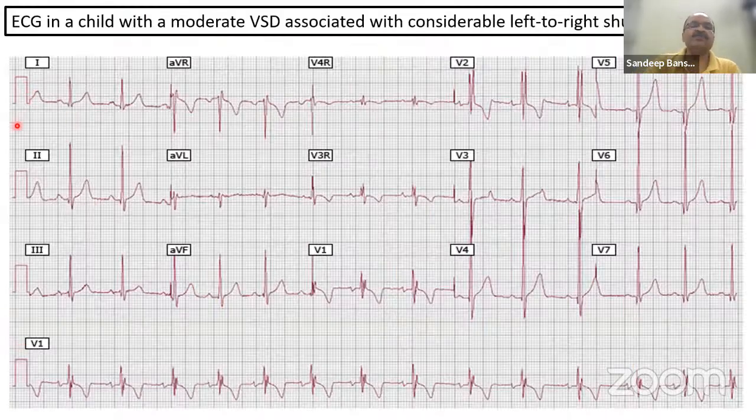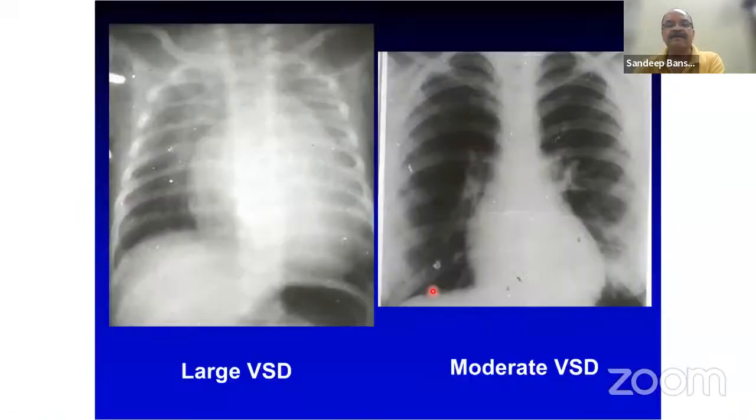So this shows a moderate to large VSD, or a moderate VSD, in which we see these equiphasic complexes in V3 and V4. These are suggestive of biventricular hypertrophy, and we can also see the RSR pattern in these. So if the VSD is very large, you would get a chest X-ray something like this. And if it is a moderate VSD, you would get a lesser degree of cardiomegaly, and the X-ray would be something like this.